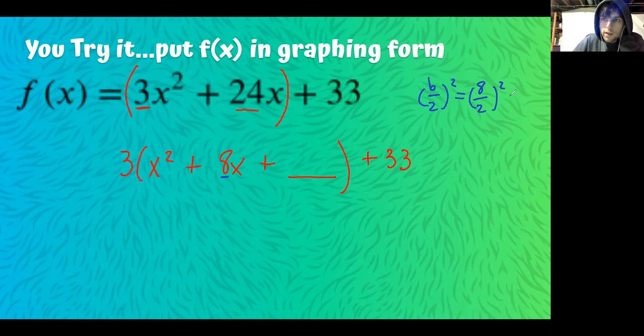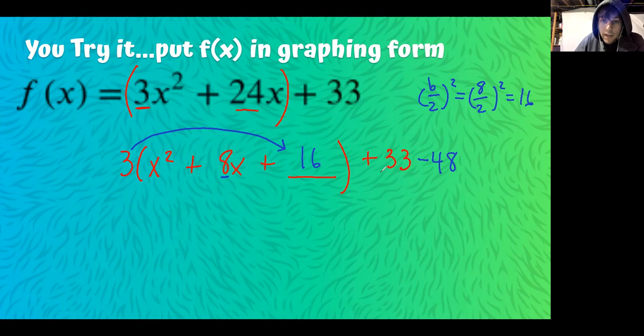4 squared is 16. So I added 16, but we need to be careful. I'm not only adding 16, I'm actually adding 3 times 16. 3 times 16 is 48. So since I added 48, I need to subtract 48, because adding and subtracting cancel each other out. It's equivalent now. And we've basically done everything.